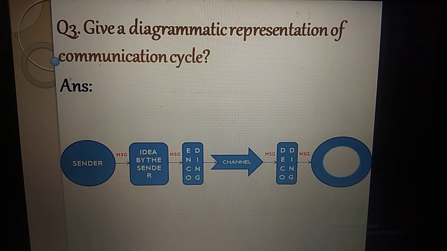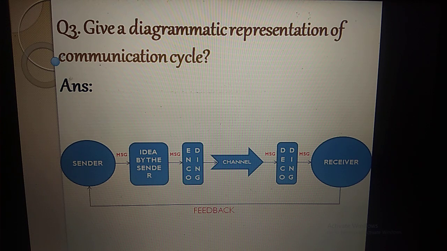receiver. Okay, so after decoding the message is collected by the receiver, and after that he interprets the message and understands what the sender says, and then sends one feedback. So the receiver sends the feedback to the sender. So this is one communication cycle. This is the diagrammatic representation of communication cycle. I think you will not have any problem in this.